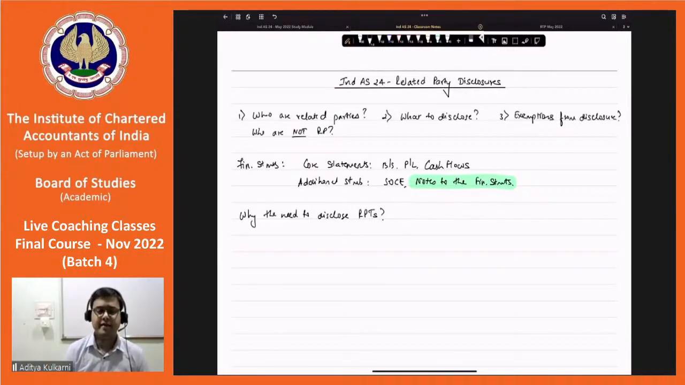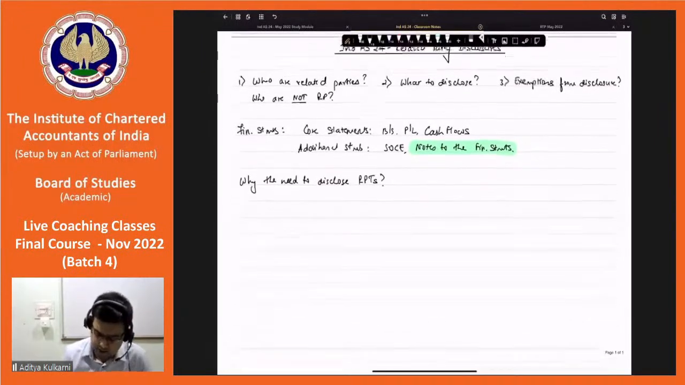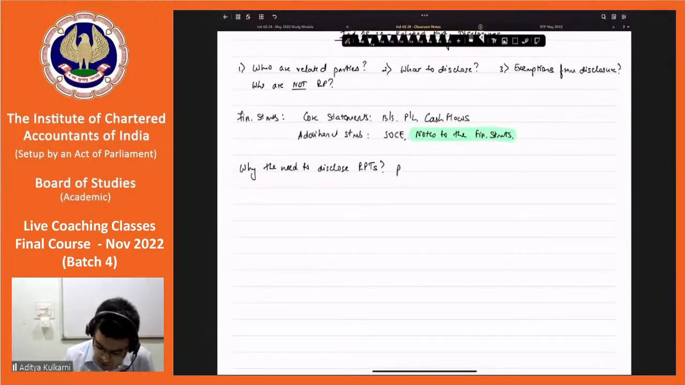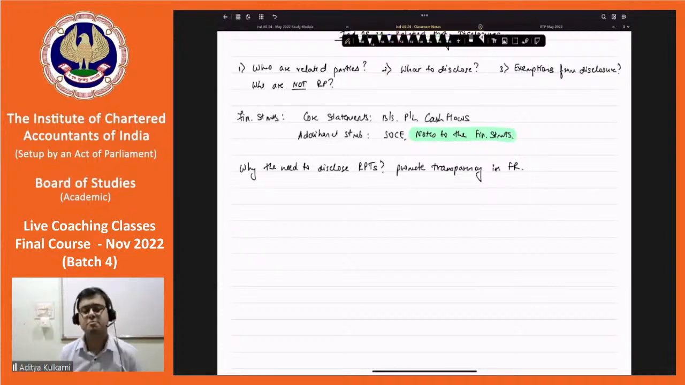Therefore you will reduce that suspicion by making disclosure. So if I have to just highlight the need to disclose related party transactions, it is to promote transparency in financial reporting. Okay. So that is the main reason why you are having it.